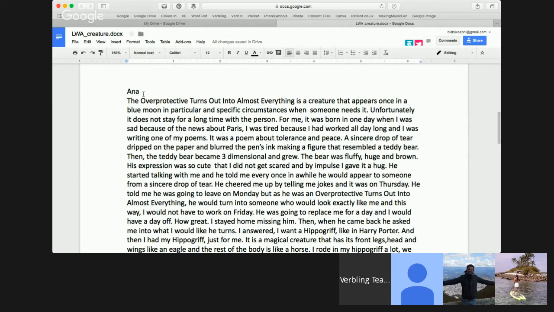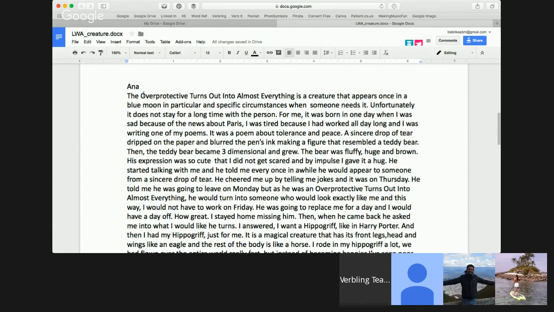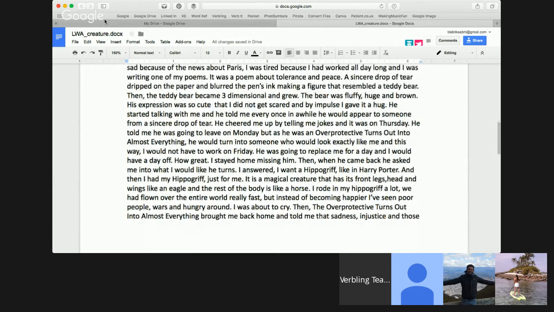A sincere drop of tear dripped on the paper and blurred the pen's ink, making a figure that resembled a teddy bear. Then the teddy bear became three-dimensional and grew. The bear was fluffy, huge and brown. His expression was so cute that I did not get scared, and by impulse I gave it a hug. He started talking with me, and he told me every once in a while he would appear to someone from a sincere drop of tear.